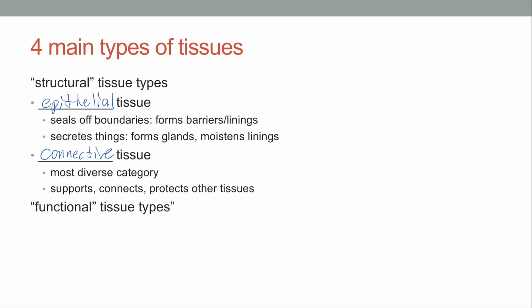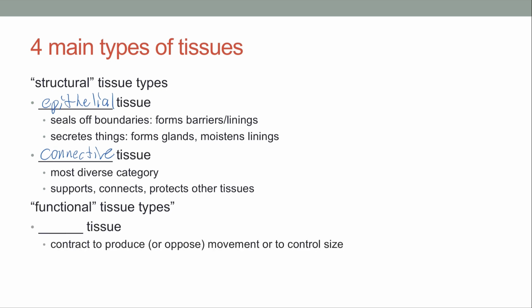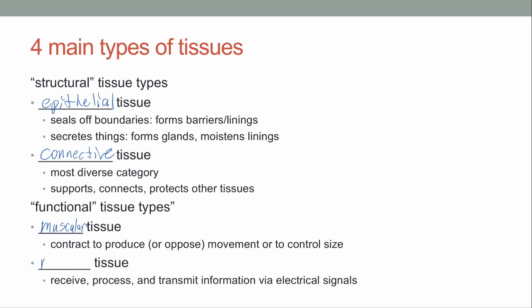Functional tissue types include muscular tissue, which can contract to either produce or oppose movement or to control the size of something, and nervous tissue, which can receive, process, and transmit information via electrical signals.